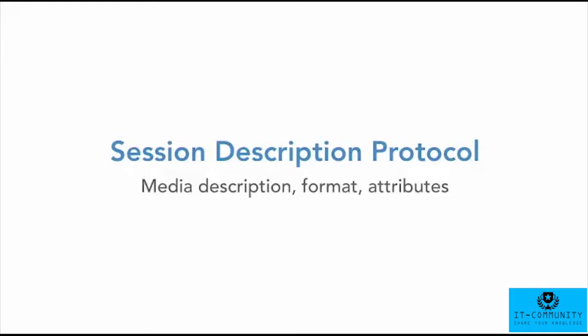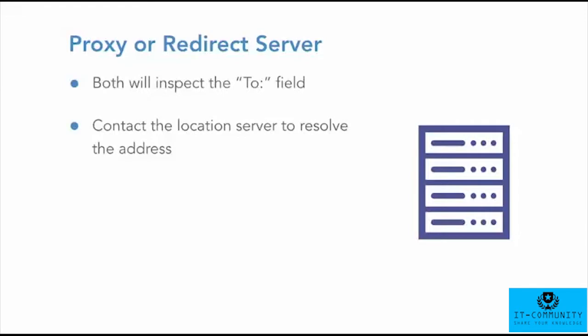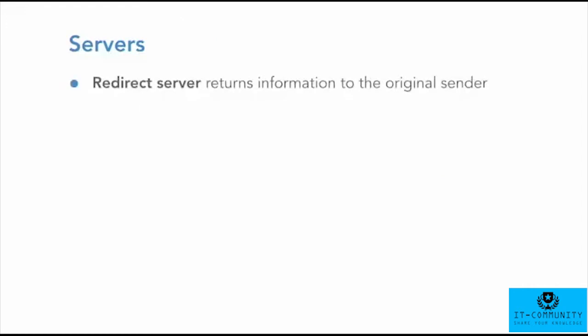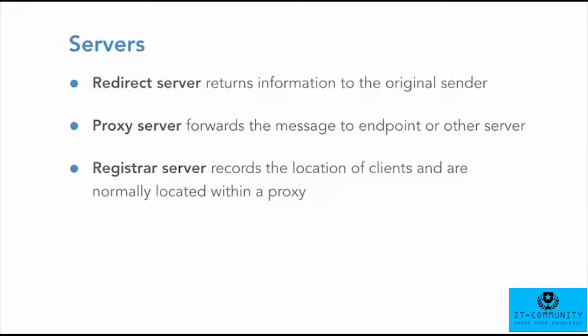This describes streaming media parameters that perhaps include the format and other attributes so that both parties can agree upon those parameters. SIP messages go through either a proxy or redirect servers. Both will inspect the to field and then contact the location server to resolve the address. The servers include redirect servers that return information to the original sender. The proxy server will forward the message to the endpoint or other server, and a registrar server will record the location of clients and is normally located within the proxy.